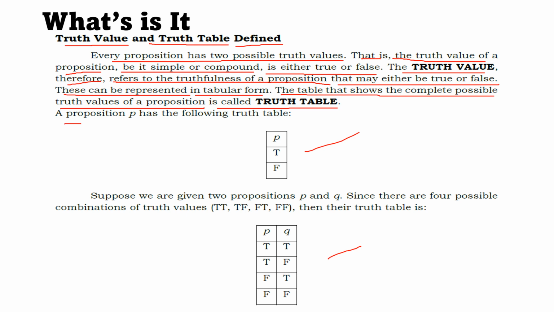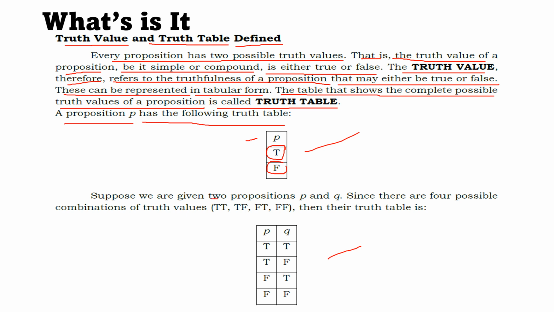Now, if proposition P has the following truth table. Your proposition P can be true or false. There are times that your proposition is false, there are times that your proposition is true, but not at the same time that they are true and false.